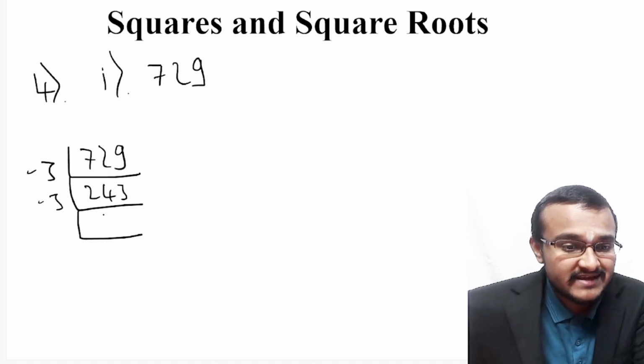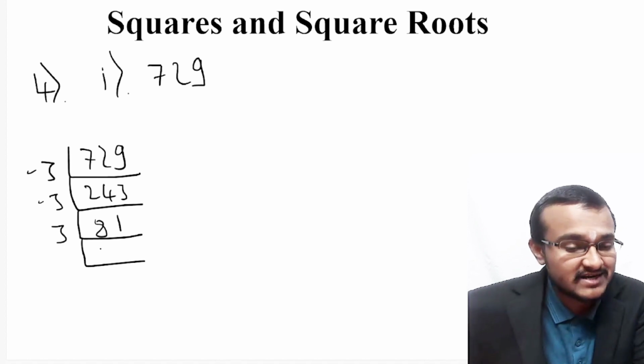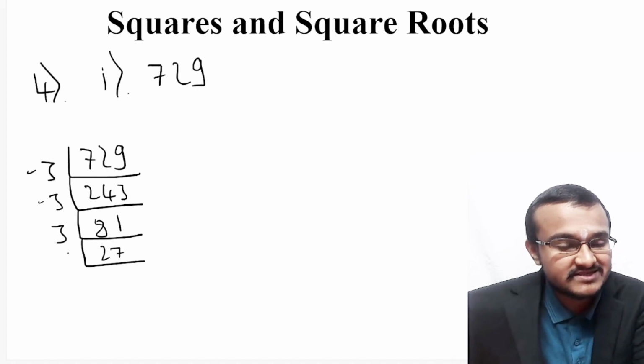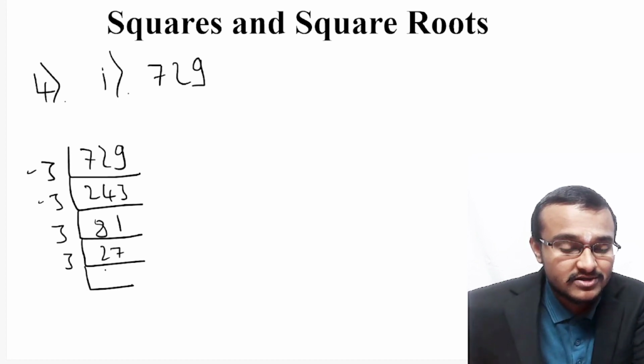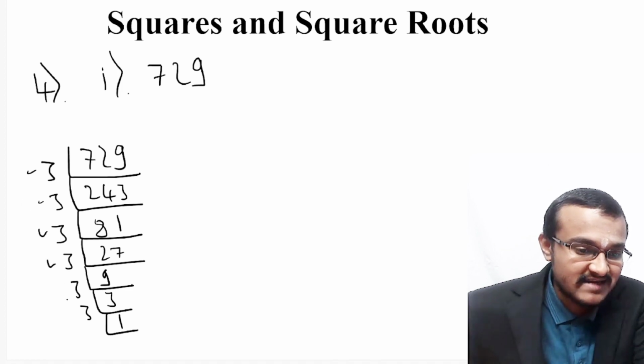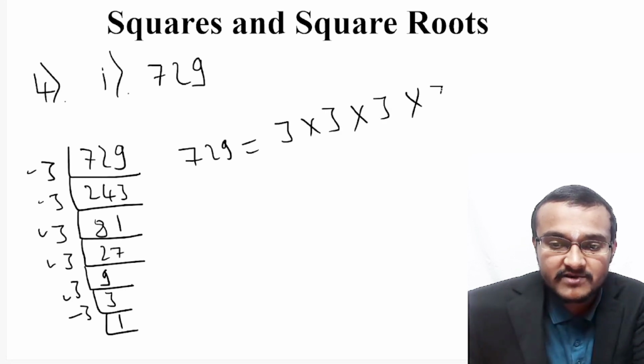3 8s are 24, 3 1s are 3. So 81. Again, let's check if this 81 is going with 3 or not. 81 divided by 3: 3 2s are 6, 21, 3 7s are 21. So again, let us divide this 27 by 3. 27 divided by 3 will be 9. Again, 3 3s are 9, then 3 3 1. So you have got 6 times 3. That means this 729 is equal to 6 times multiplication of 3.